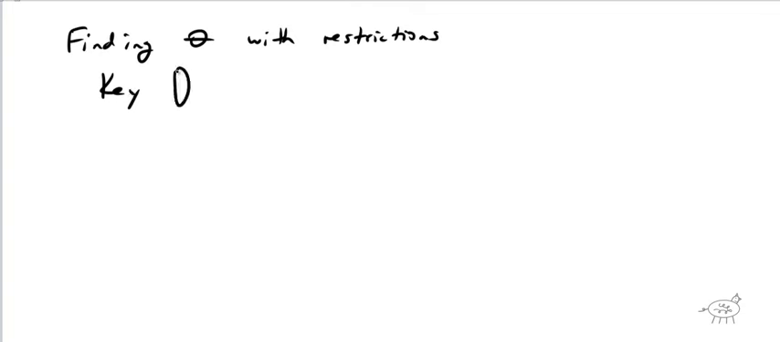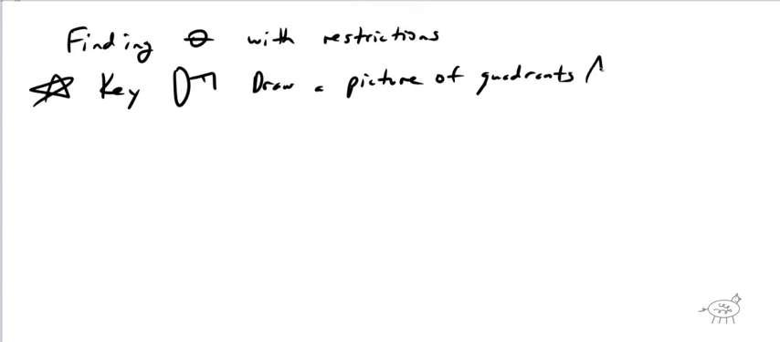Okay, so the next thing we are going to do here is finding theta with restrictions. So it's exactly what we did before, but the key here, math fans, is you need to draw a picture of the quadrants. Okay, I cannot stress this enough. It is so important. You have to draw pictures to see where you're at when you're doing a restriction.